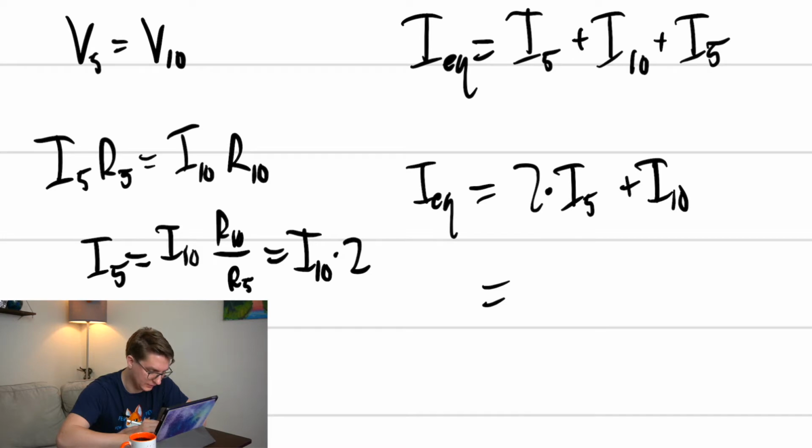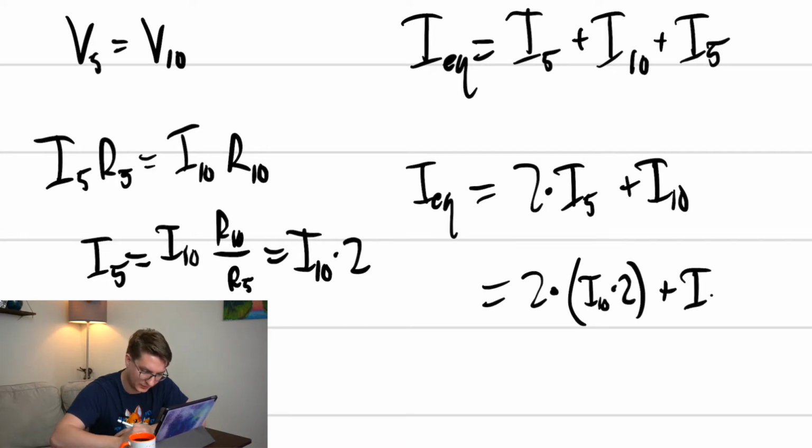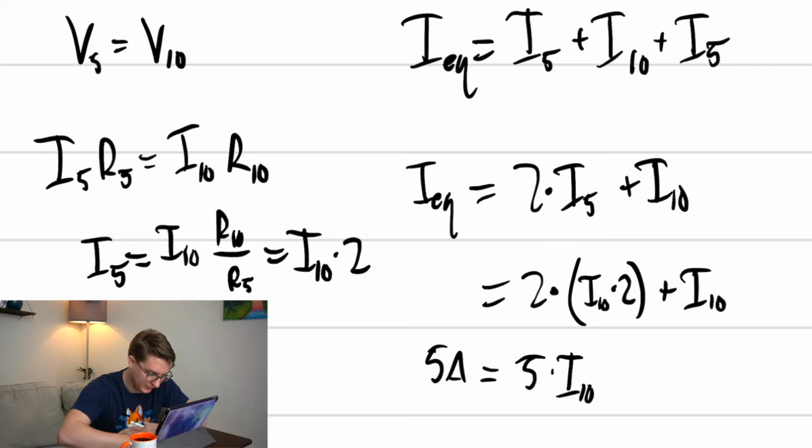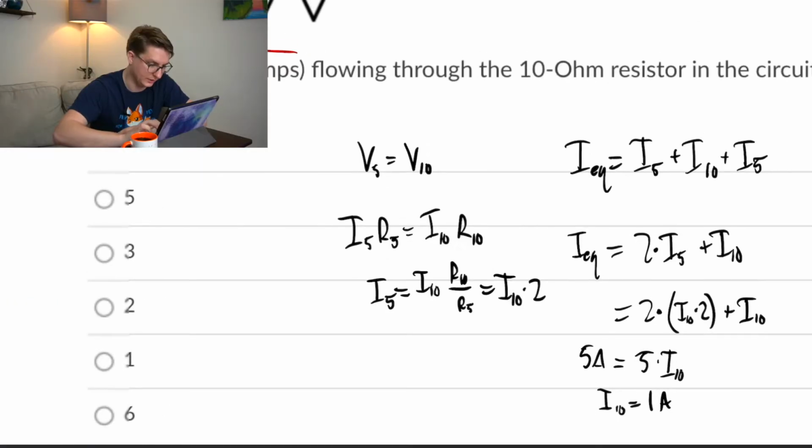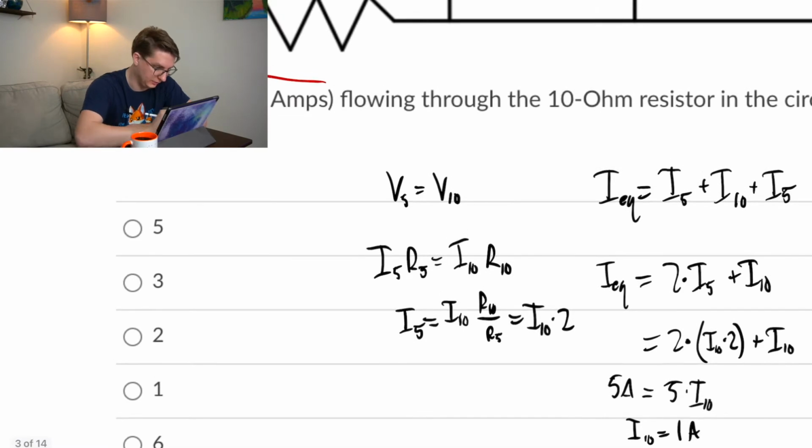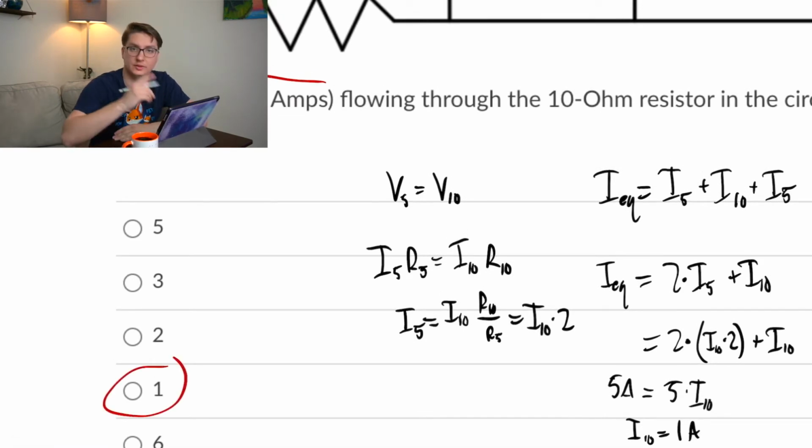We get 2 times I10, and we're going to put this in, I10 times 2 plus I10. So we get 5 times I10. So this is 5 amps. I10 is going to equal 1. Is that an answer? It is an answer. So the answer is that one. It's going to be 1 amp.